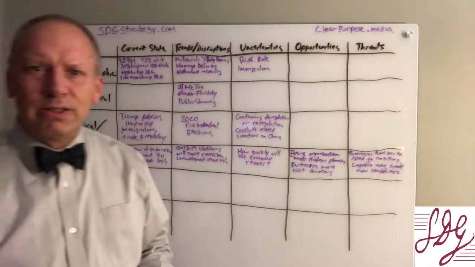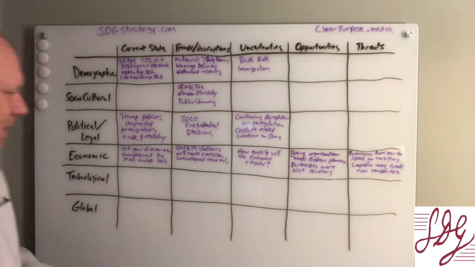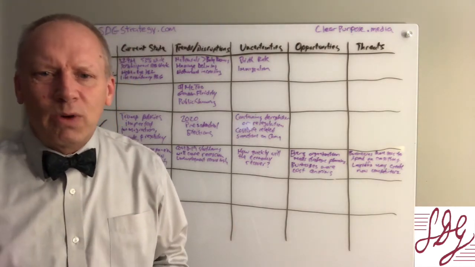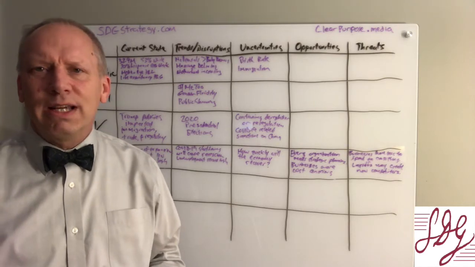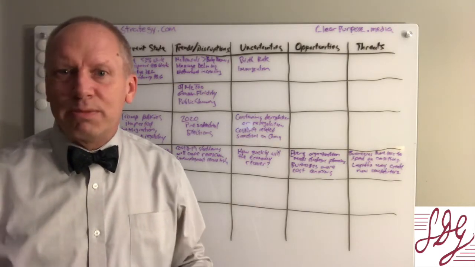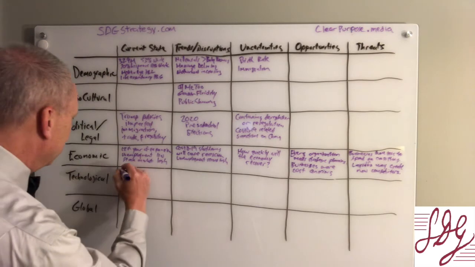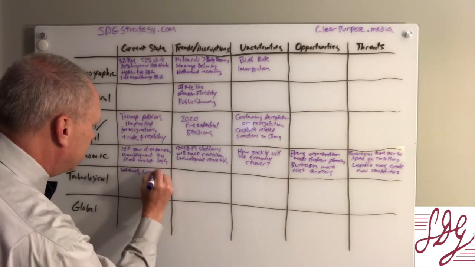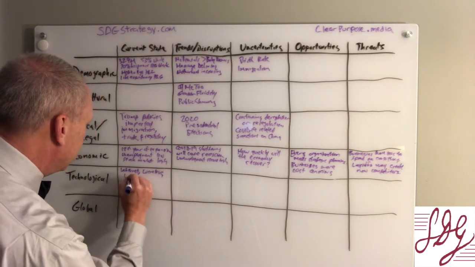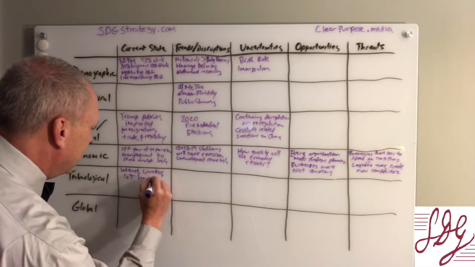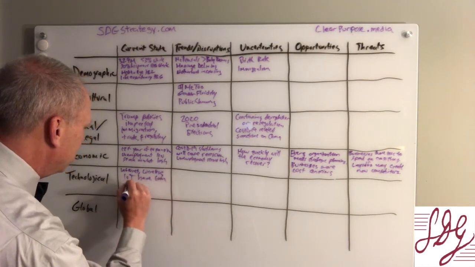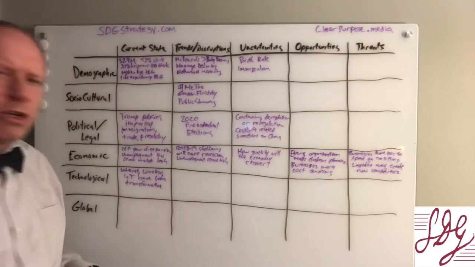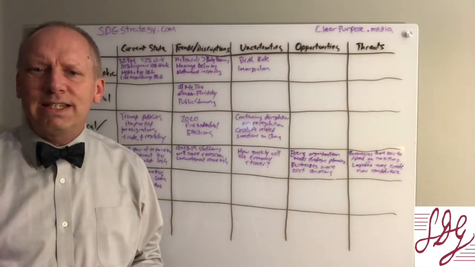On the technological segment, the current state is that internet and wireless and the Internet of Things have really transformed our lives and our businesses. So I'll put internet, wireless, and IoT for Internet of Things have been transformative. That's the current state. That's how things are from a steady state perspective.